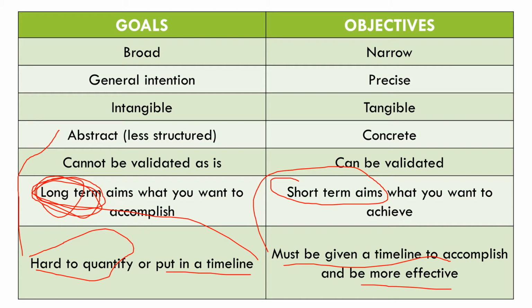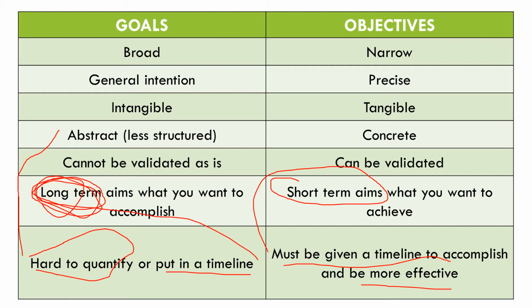Now let's try to get an example. A very clear example is being a teacher. My goal here is for me to become a successful teacher. Someday, to become a successful teacher. That's my goal. Why? Because the statement is very broad. It's very general. When can we say that the statement is general?